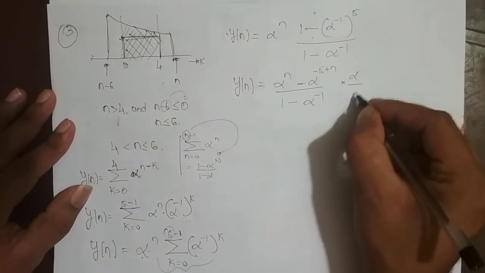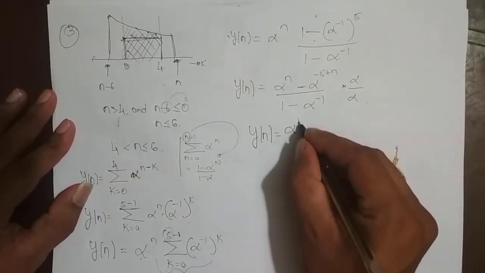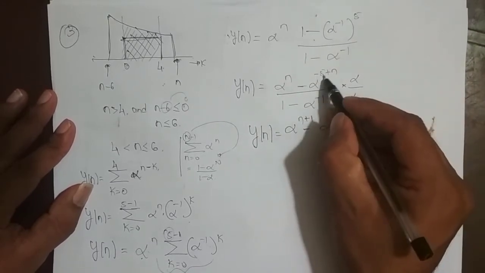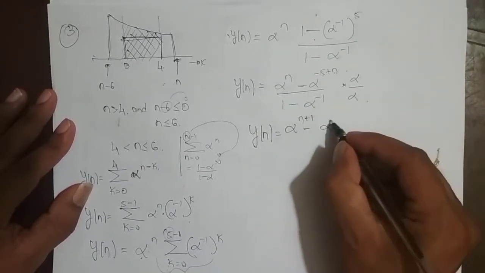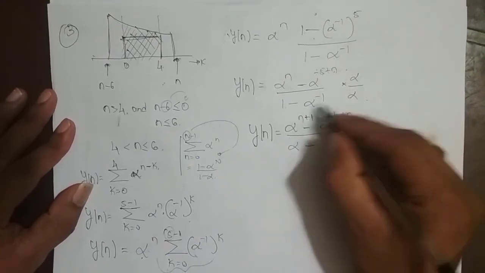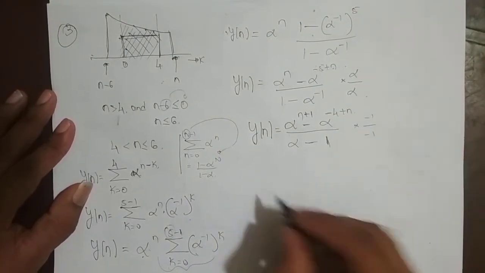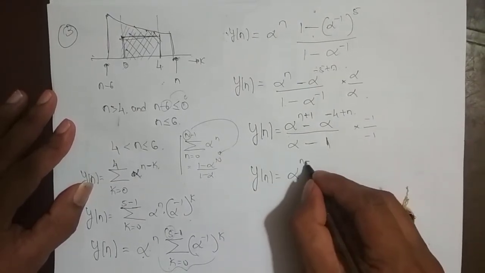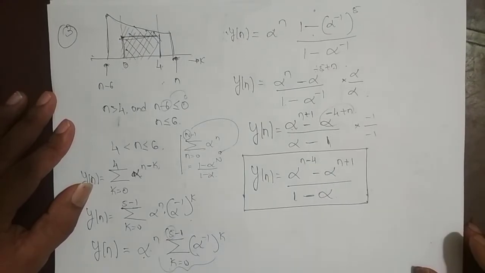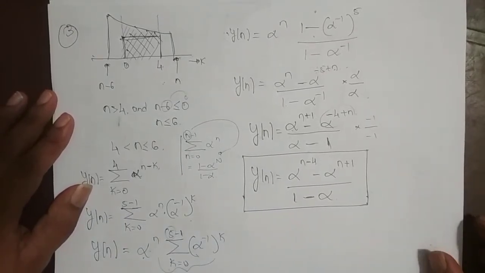So what I'll do, I'll multiply numerator and denominator by alpha. What do I get? Y of n is equal to alpha power n plus 1, because alpha power n times alpha is alpha power n plus 1, minus alpha power minus 5 plus 1 plus n. So minus 5 plus 1 is minus 4, so it is minus 4 plus n, whole divided by alpha times 1 is alpha, minus alpha times alpha power minus 1 is 1. Okay, so I'll just multiply numerator and denominator by minus 1. So y of n is alpha power n minus 4 minus alpha power n plus 1, divided by 1 minus alpha. This is the output of a LTI system for n in between 4 and 6. Okay, so this is the simplified equation for case 3.